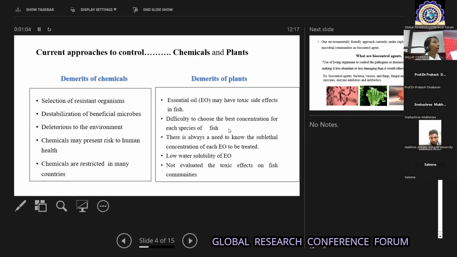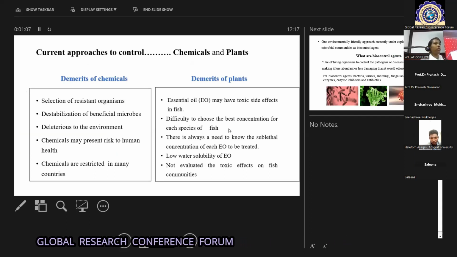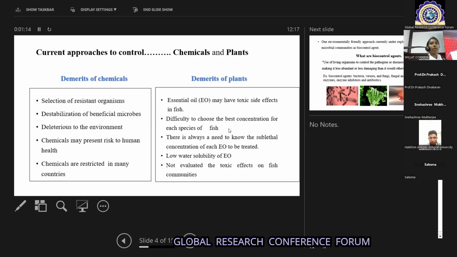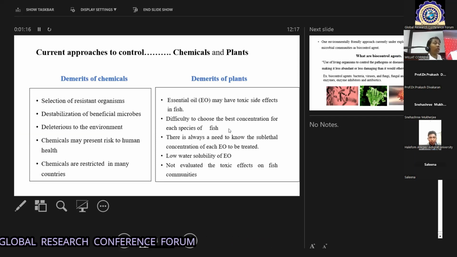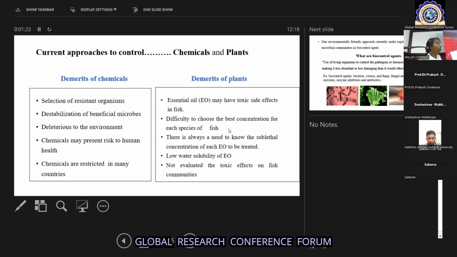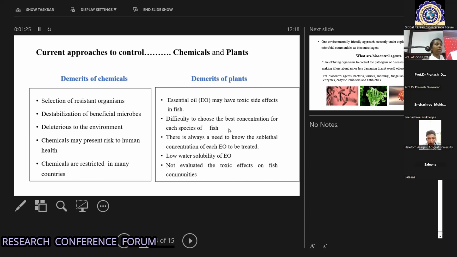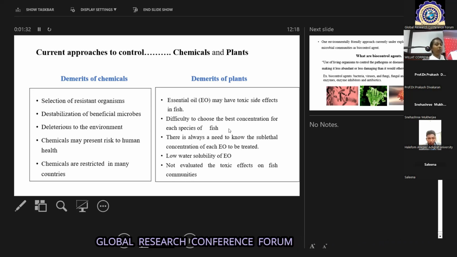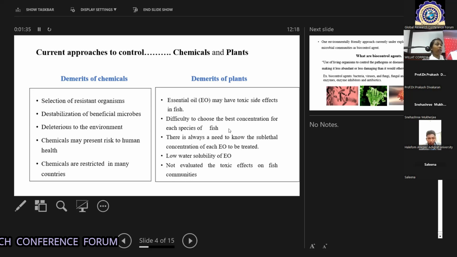So far, chemicals and plants have been used to control these parasites, but there are many demerits to using them. Using chemicals continuously in the aquaculture farm leads to the selection of resistant organisms and destabilization of beneficial microbes. It is also deleterious to the environment, and it may even present a risk to human health. Nowadays, in many countries, these chemicals are also restricted.